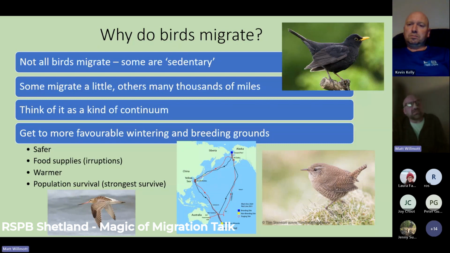Some birds, and we'll touch on this a bit later, I think, do move directly in response to food supplies, certainly the lack of them. So you might get birds coming from Scandinavia if there's been a shortage of berries, or a shortage of beech mast, or a shortage of pine cones. Then they do move down to southern areas like Shetland and further south indeed. So you can get these kind of eruptions. That's a form of migration in itself.